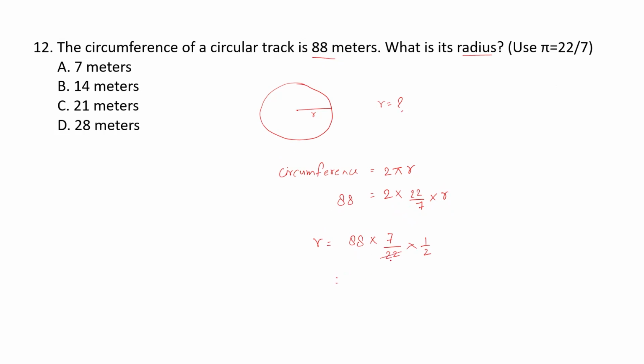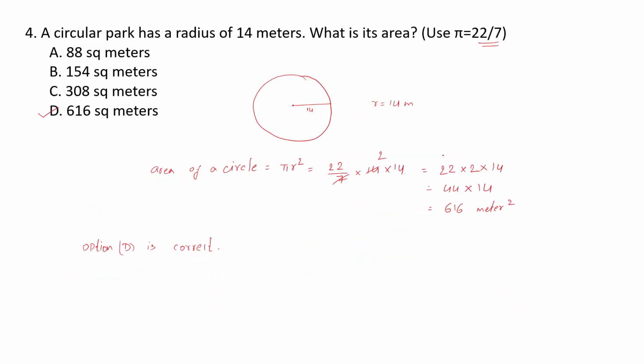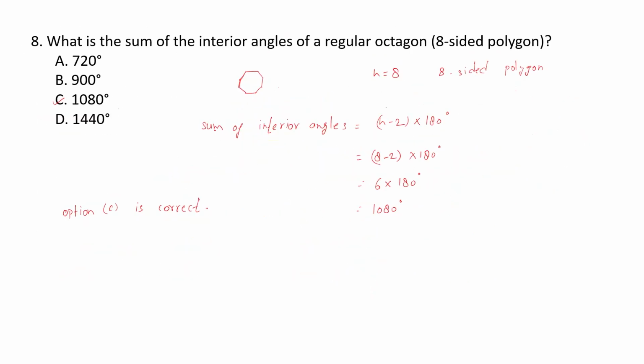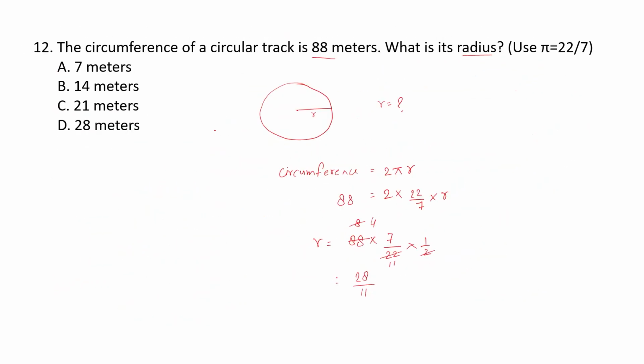So now you have to solve it. So it is 11. It will be 8. So 2 and 8 will get cancelled in 4 times. So okay, it will come in decimal. 28 upon 11. Right. It is coming out to be 28 upon 11. Let's cross check again. Circumference. Let's cross check the formula. Circle. Yes, circumference is 2 pi r.